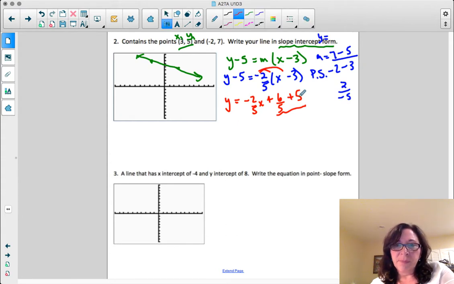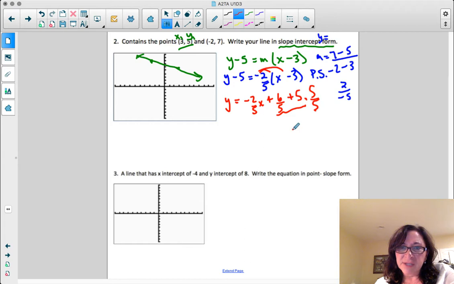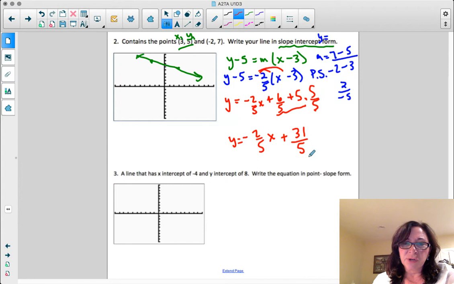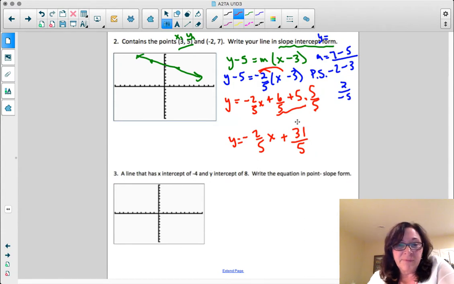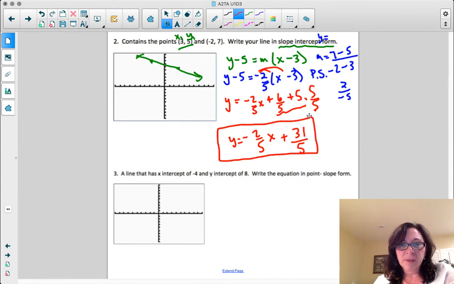So in order to add these two together, again, I need a common denominator. So I'm going to multiply by 5/5. So I have 25 plus 6, which is 31/5. And then I have y equals negative 2/5 x plus 31/5. And this is solved for y. Y equals negative 2/5 x plus 31/5. So now I'm finished with this equation because this is my equation of my line in slope-intercept form.